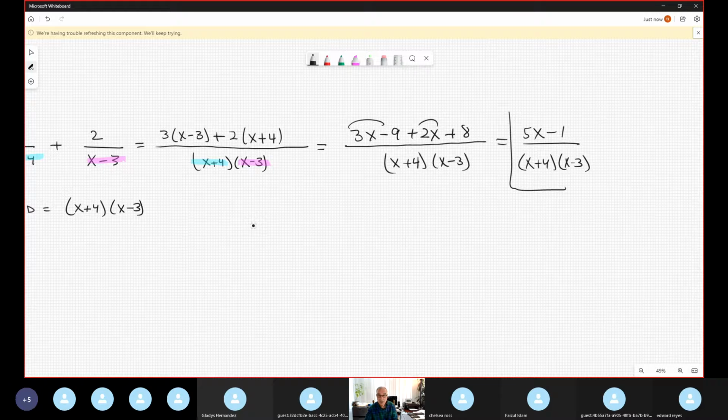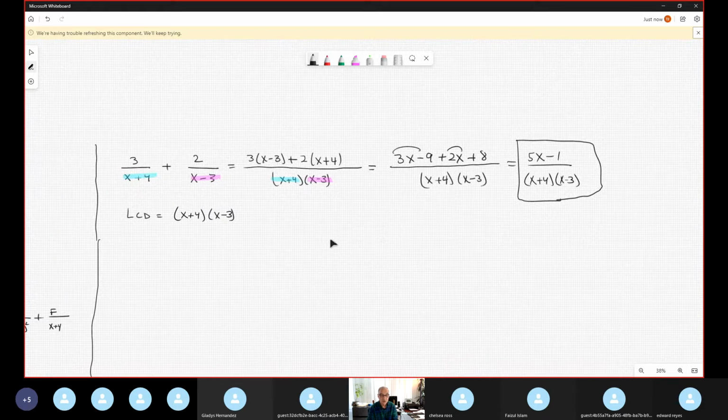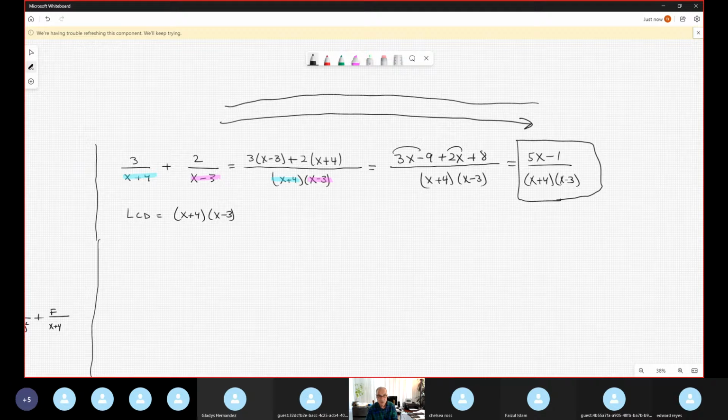Cool. Now, the new situation is backward. We are doing it in the opposite direction. In this direction, everyone understands. Now we are doing it in this direction. In this direction is common denominator.